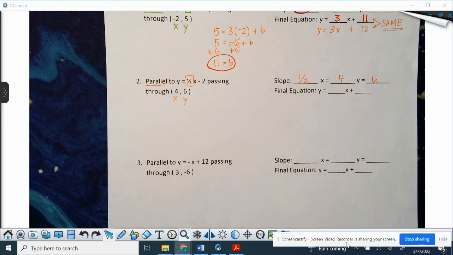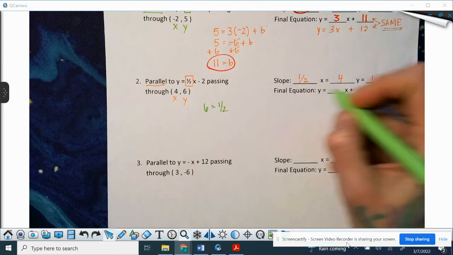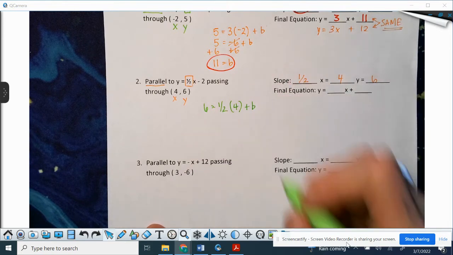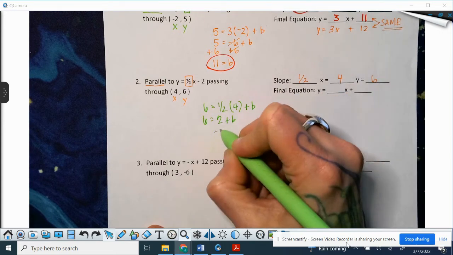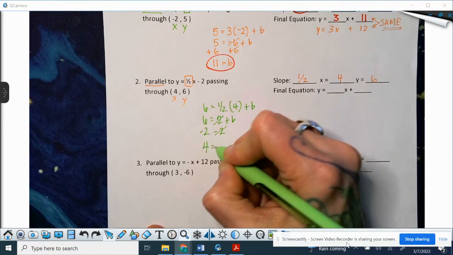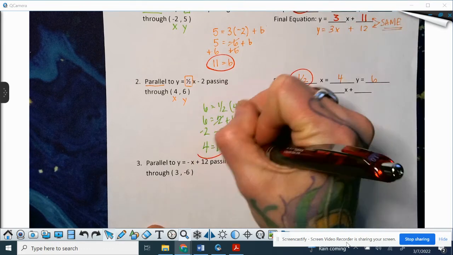And that's where we bring in our y, which is 6, equals m, which is 1/2, times our x value, which is 4, plus our unknown y-intercept. 1/2 of 4 is going to be 2. Subtract 2 from both sides so we get b by itself. So 4 equals b. And so we have our slope of 1/2 and our y-intercept of 4.